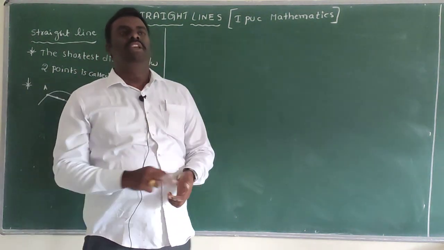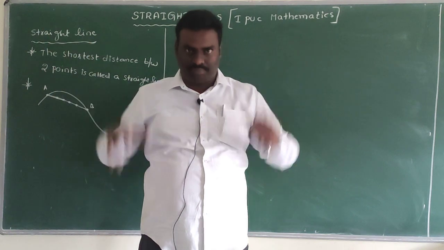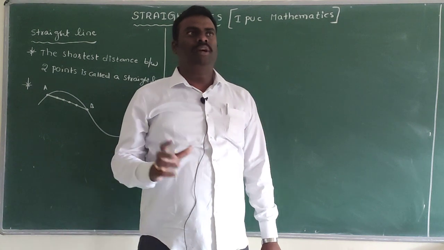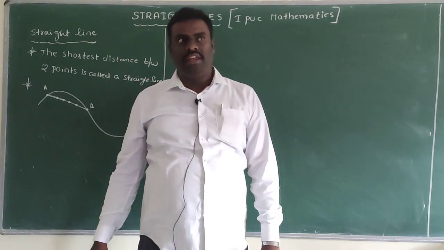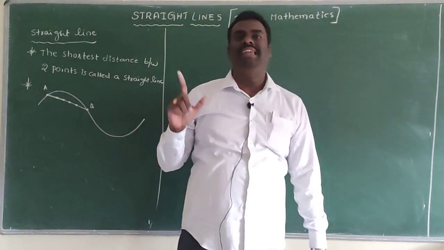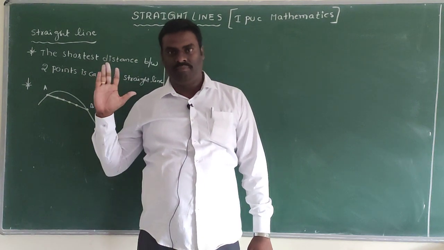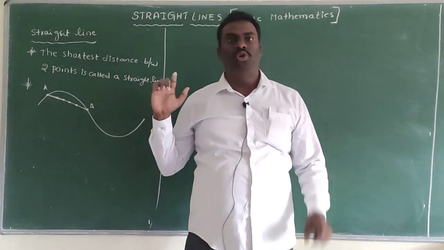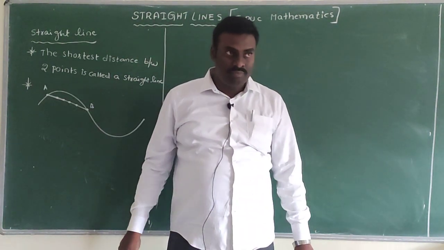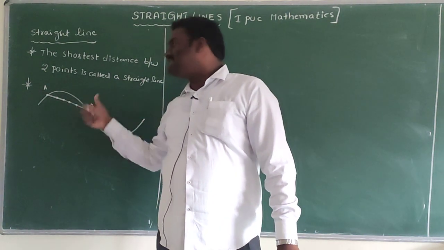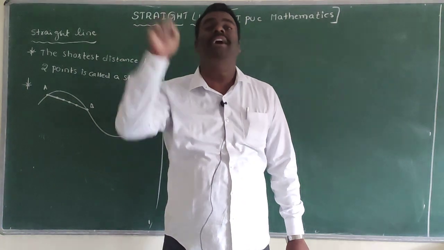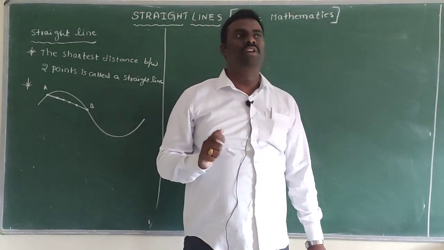Finally, a straight line means: if you take two points on the curve and join these two points, then each and every point on this line should lie on the same curve. Then only it is called a straight line.